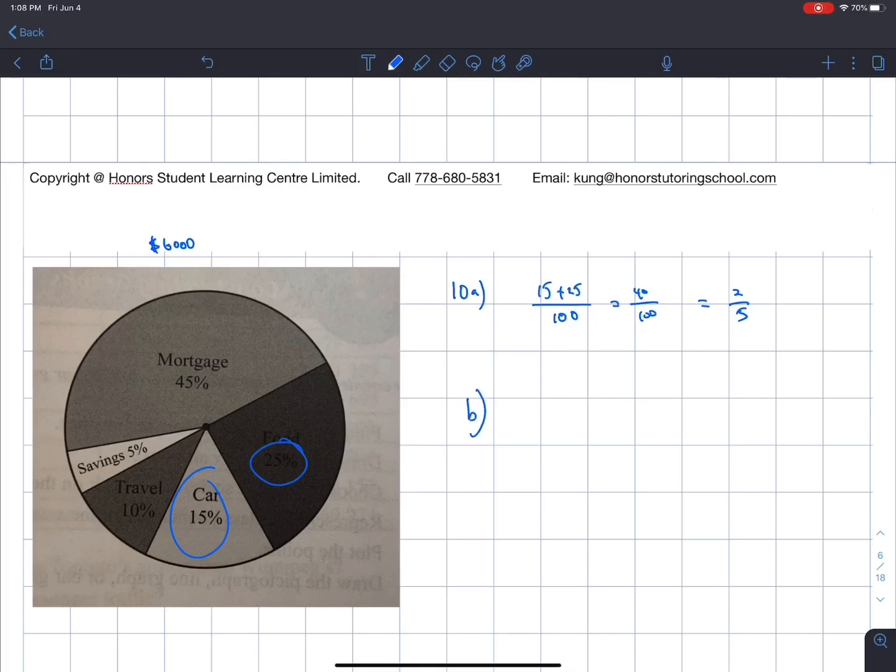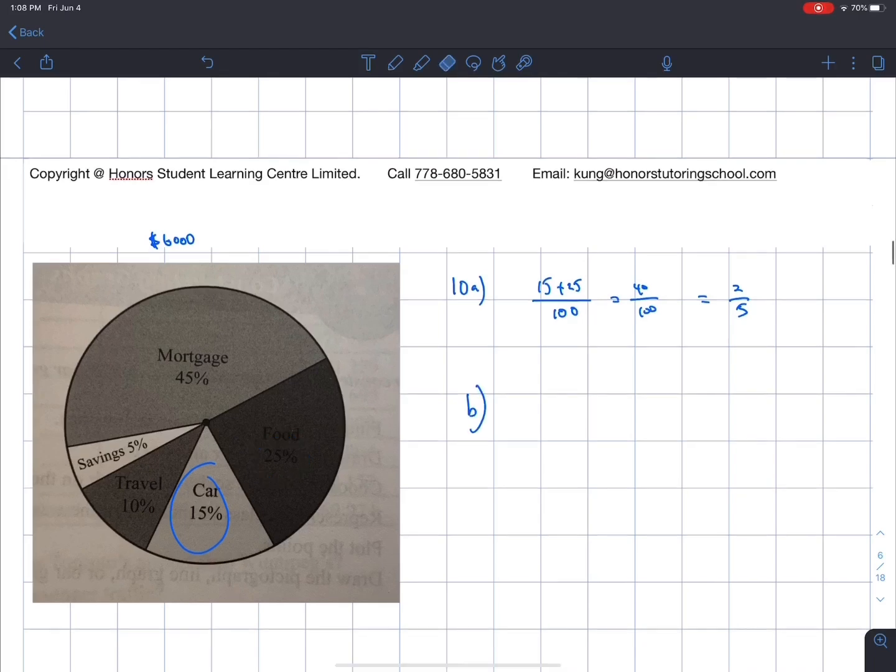How much is the car payment each month? The car payment is 15%, so 0.15 times the monthly budget of $6,000. We got $900. How much is the mortgage payment each month? That's 45% from the circle graph times the monthly budget of $6,000. We got 2,700.